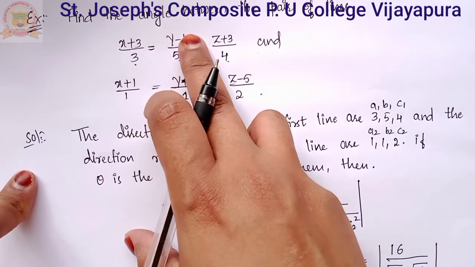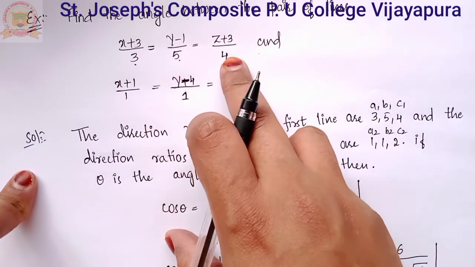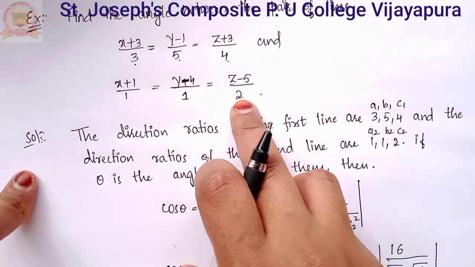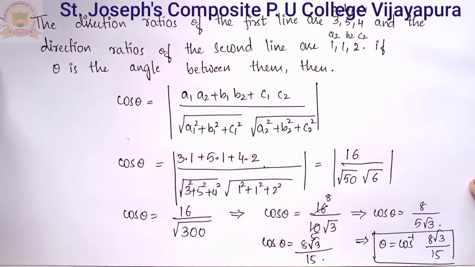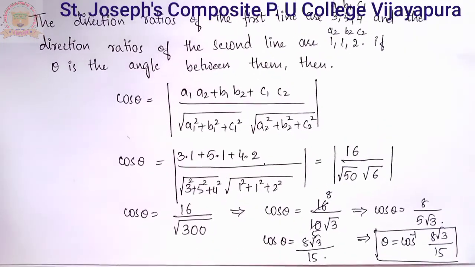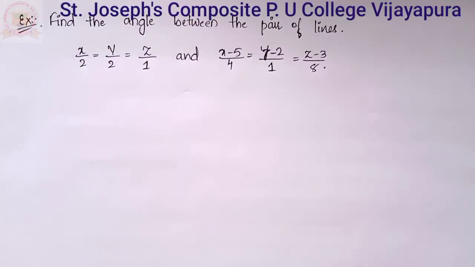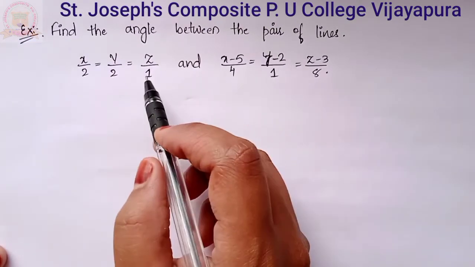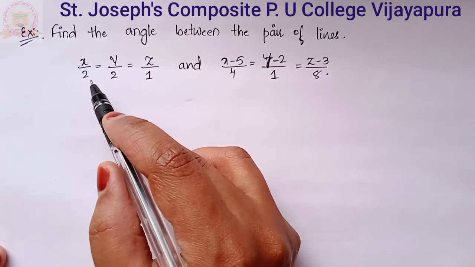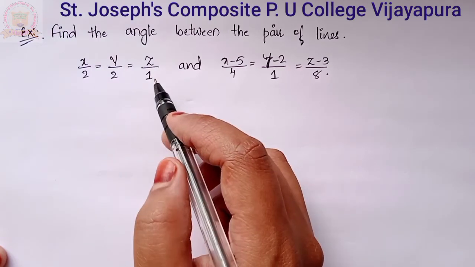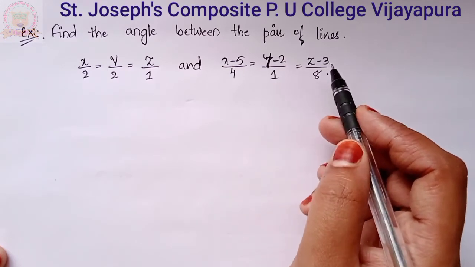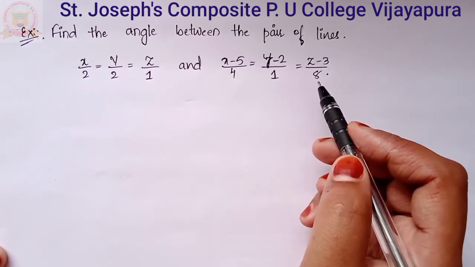Our next example, that is the fourth example, is: find the angle between the pair of lines x by 2 is equal to y by 2 is equal to z by 1, and x minus 5 by 4 is equal to y minus 2 by 1 is equal to z minus 3 by 8.